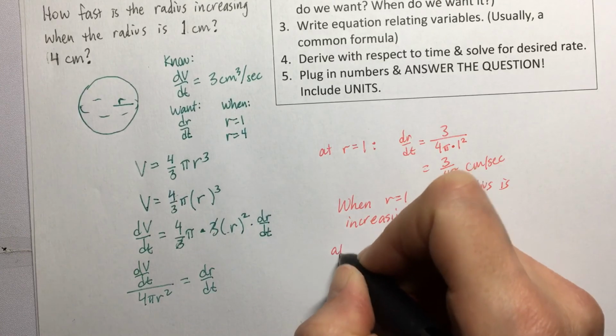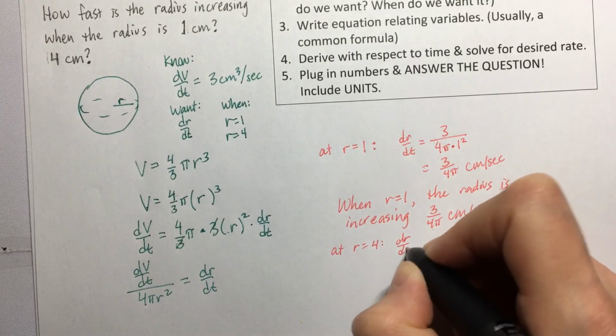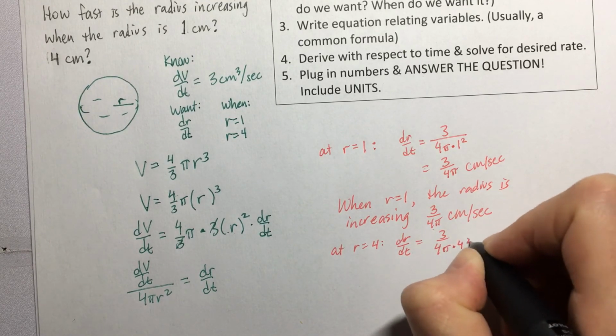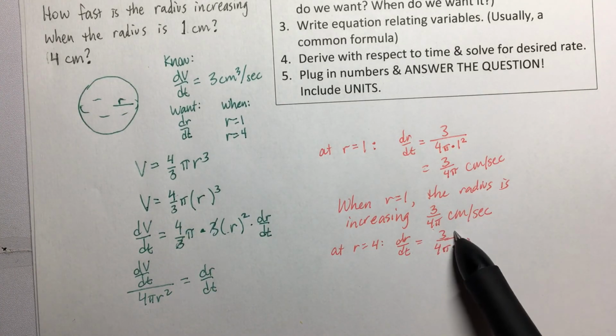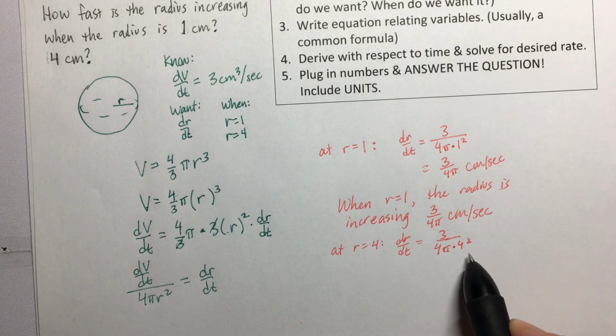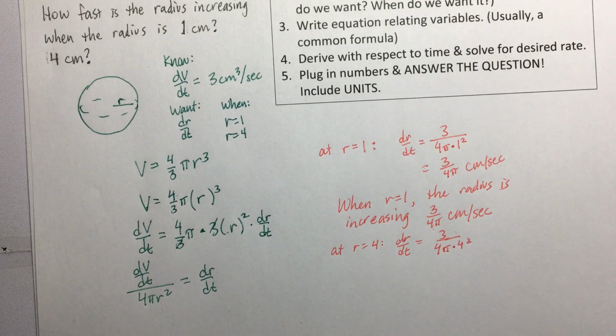So at r equals 4, we can just do the same thing. So plugging in, we get 3 over 4 times pi times 4 squared. And actually, that's an okay answer too, and you would just write the sentence as well. When r equals 1, or sorry, when r equals 4, the radius is increasing 3 over 4 pi times 4 squared. You can leave it like that, believe it or not. Just as long as you throw some units on it and answer the question in words, because it's clearly showing you know what you're talking about and that you found the thing you were intending to find.